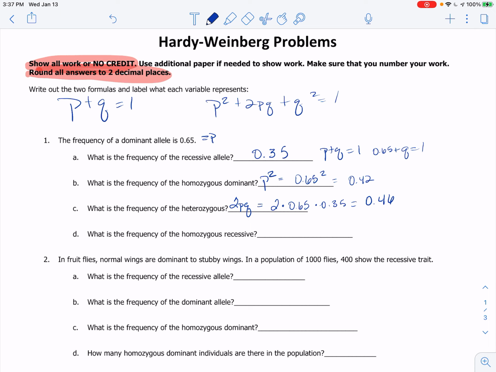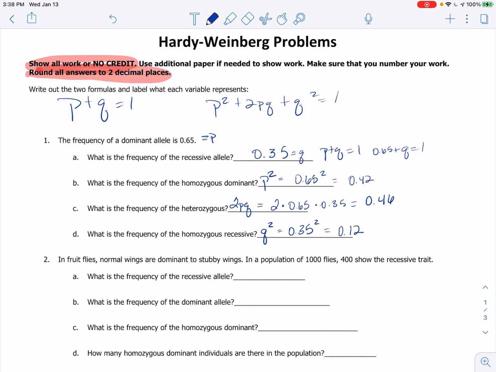And that gives us, yes, you can calculate this too and not wait for the answer, 0.46. And then homozygous recessive is going to be Q squared. And remember, this is going to be our Q. So Q squared is 0.35 squared. And again, you can calculate this. You don't need to wait for my answer. But it is 0.12.